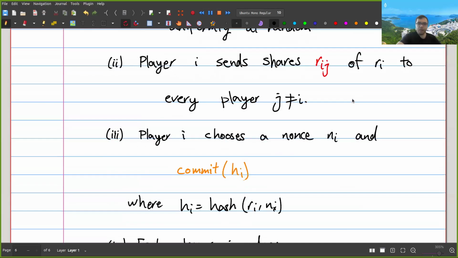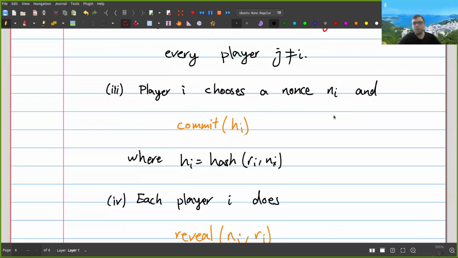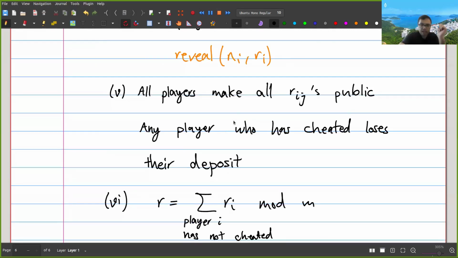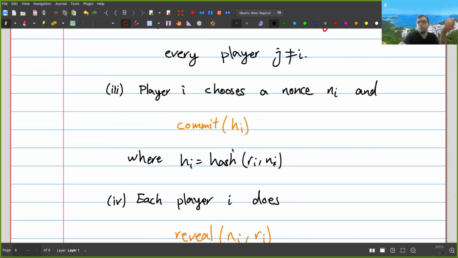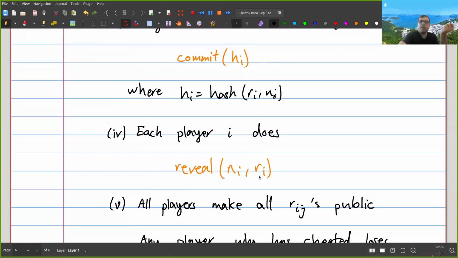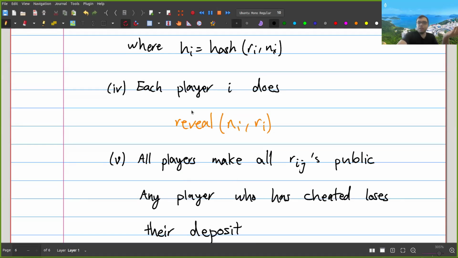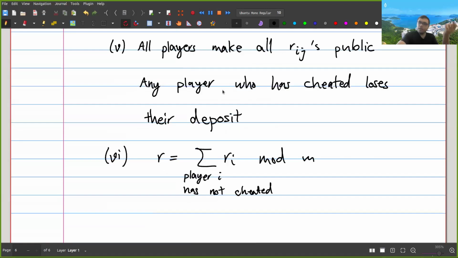Okay. Now, how else can someone cheat? They can say, I don't commit to a hash. In this step, maybe they don't commit at all. Well, if they don't commit, again, we will not add their value to this sum. And it's basically like not taking part in the protocol. And again, they just lose their deposits. They can't really change anything. They can say, I don't reveal. Fine. If you don't reveal in time, remember all of these phases have time limits. If you don't reveal before the deadline of phase 4, that's fine.